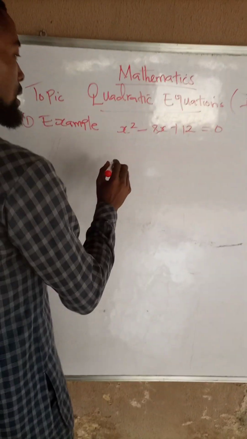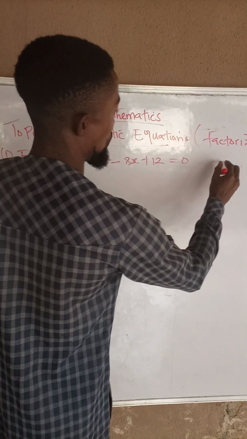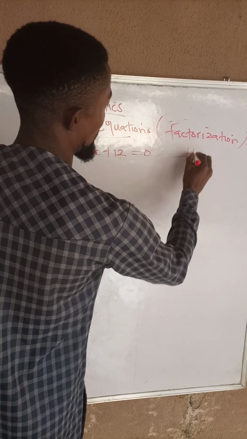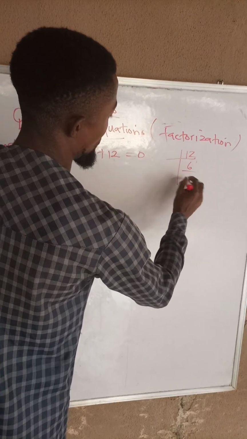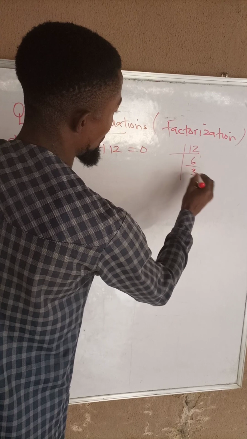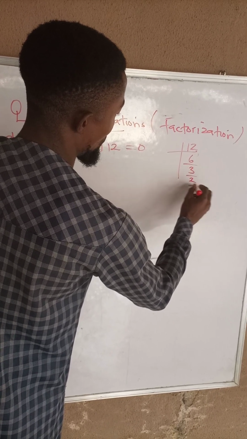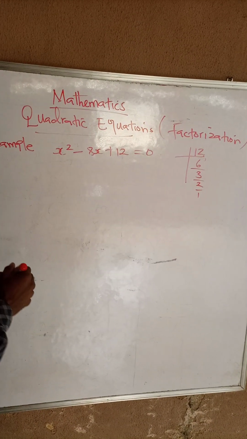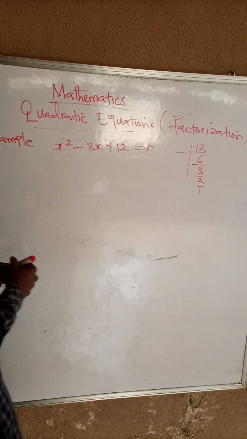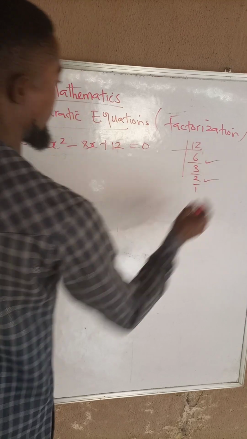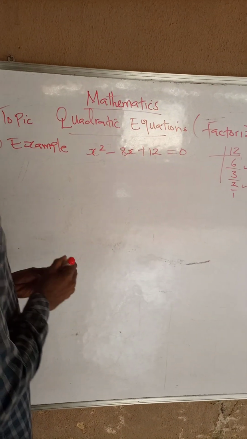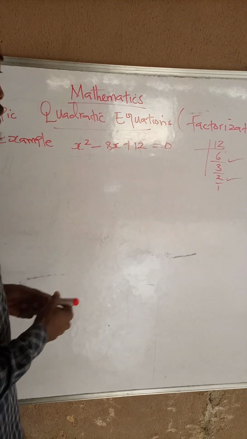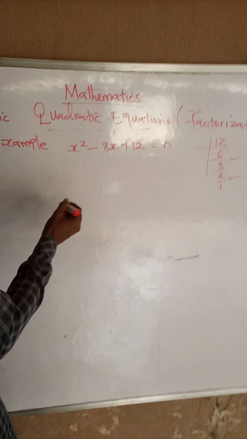Now we know that the factors of 12 are 6, 3, 2, 1, and 12 itself. So we are using 2 and 6, because 6 plus 2 will give you 8, while 6 times 2 will give you 12.